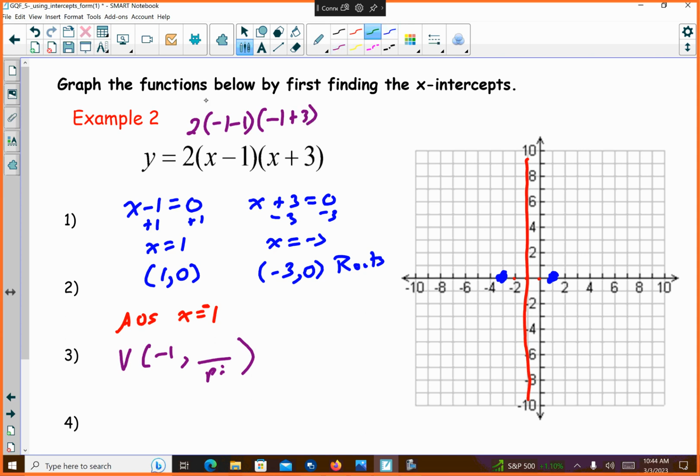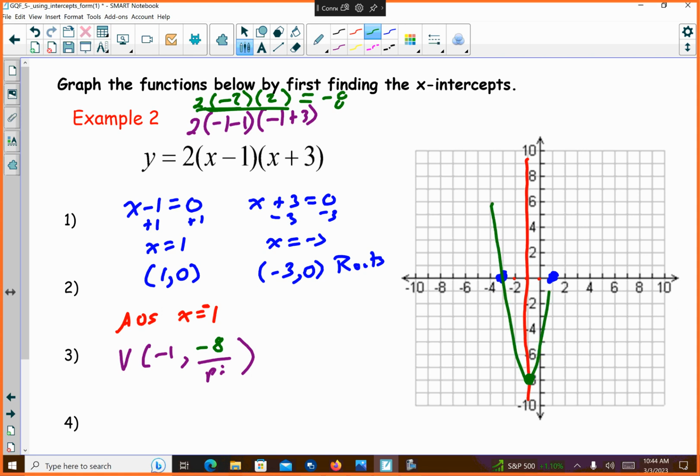All right, so -1 minus 1 is -2. -1 plus 3 is 2. So 2 times -2 is -4. -4 times 2 is -8. So I get 1, -8, which is down here. Here's my vertex.